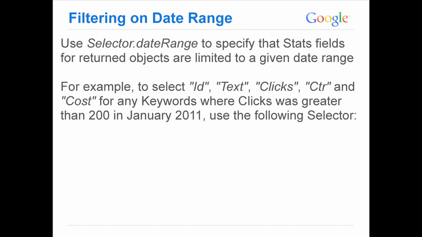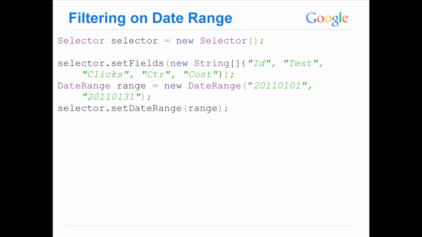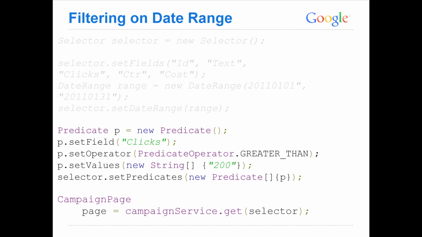Okay, now let's talk about selecting stats. Use the selector date range to specify the stats fields that you want returned. So if you are selecting the following fields, ID, text, clicks, CTR, and cost, and you want to filter where the clicks are greater than 200, then you use the following selector. Here we're setting the fields that we want back, and we're setting the date range, specified in the strings above. Then we're adding a predicate. We're saying that we want to filter on fields where the value is greater than 200.